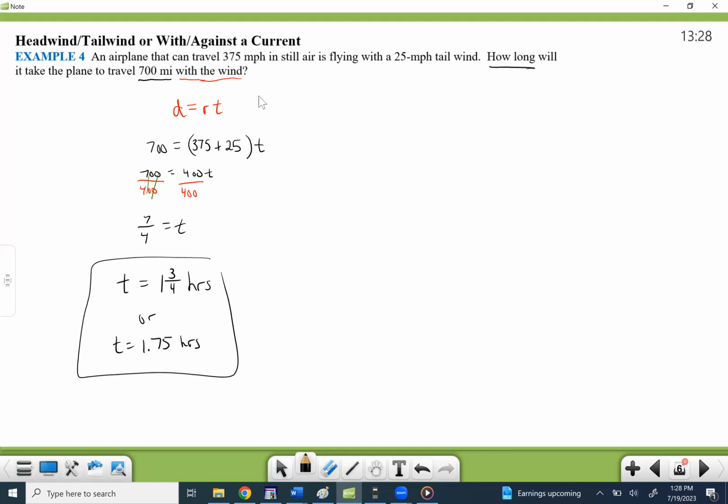So the key parts to this, recognizing that you have to pull this D = RT out. It's not like it said use D = RT. You had to figure out that you need to use this formula. The next thing, understanding that if you're with the wind, it's going to be a plus. With the wind, it's going to be a plus.